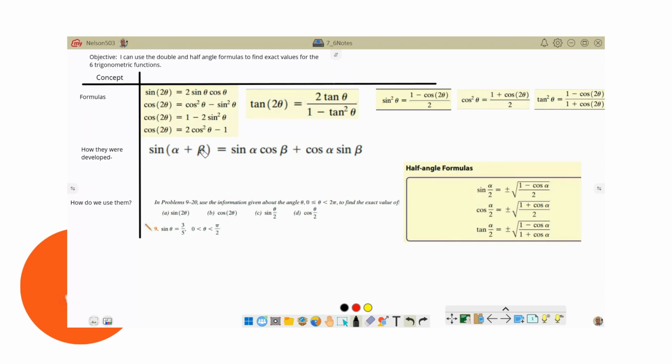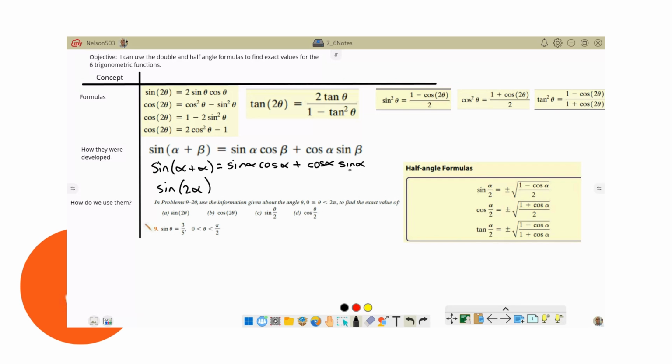Let's say you had two angles that were the same, like instead of an alpha and a beta, two different angles. Let's say you had the sine of alpha plus alpha. Wouldn't that give me the sine of 2 alpha, right? That's what we're talking about here. 2 theta, different variable, different Greek letter, but it's really exactly the same idea. So what would this look like? It would look like the sine of alpha times the cosine of alpha plus the cosine of alpha times the sine of alpha.